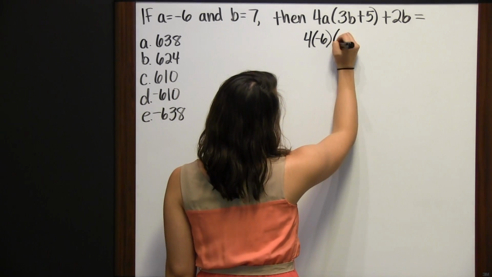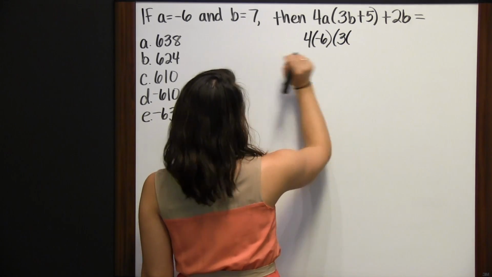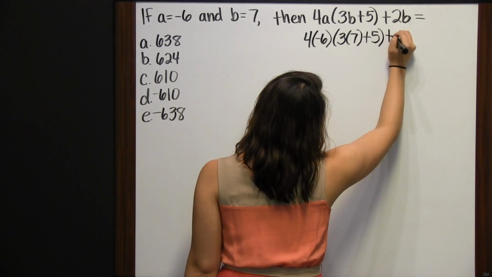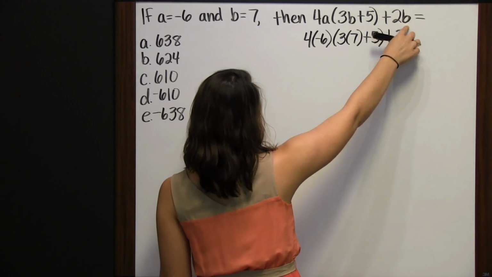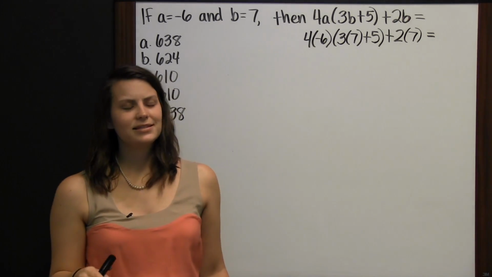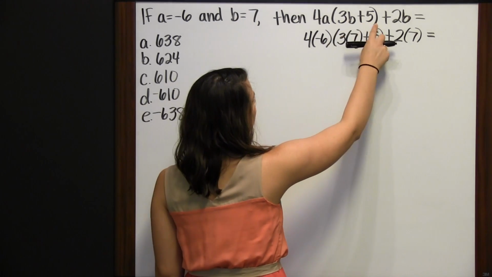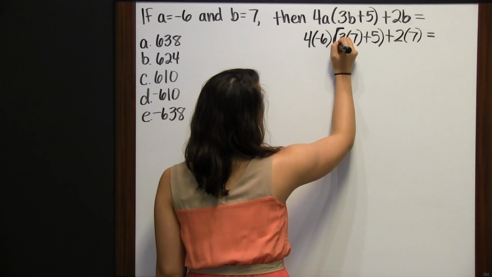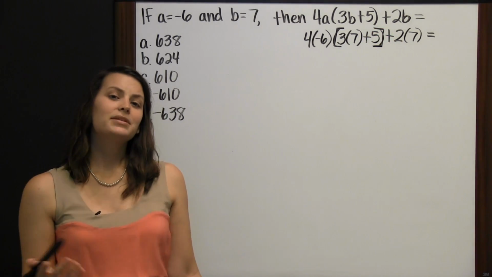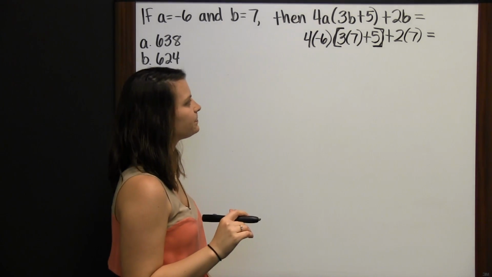So this is times the quantity, 3, again, times B, B is 7, plus 5, plus 2, again, times B, which is 7. Now there are a lot of parentheses here. So what we can do to kind of minimize confusion is we can change these parentheses into brackets. And it still means the same thing. They act exactly like parentheses do. But sometimes it makes it look a little less confusing if you don't have all those parentheses everywhere.